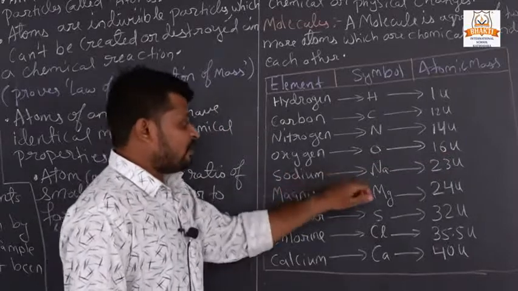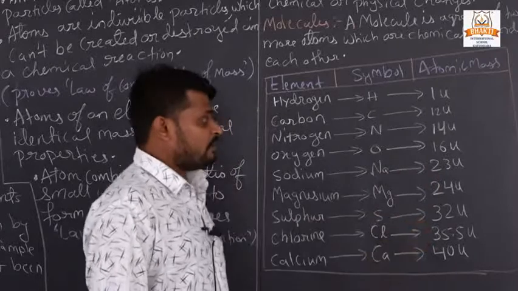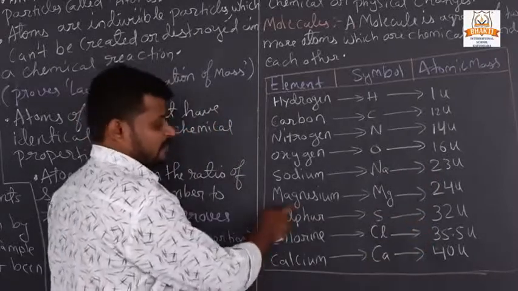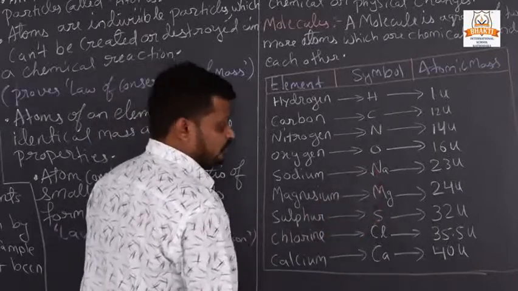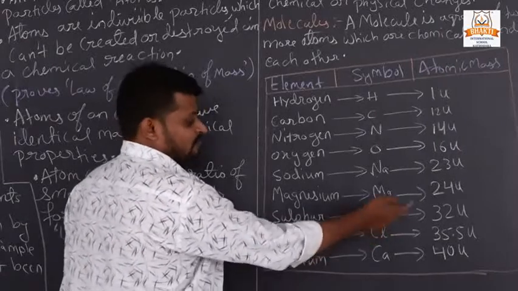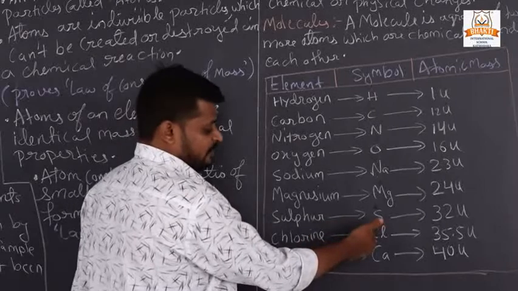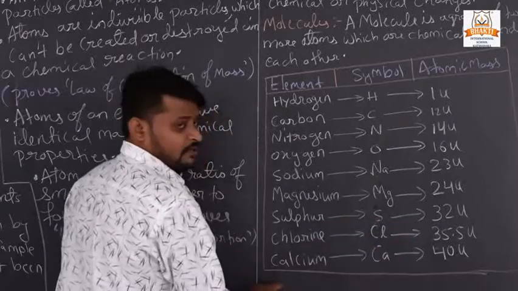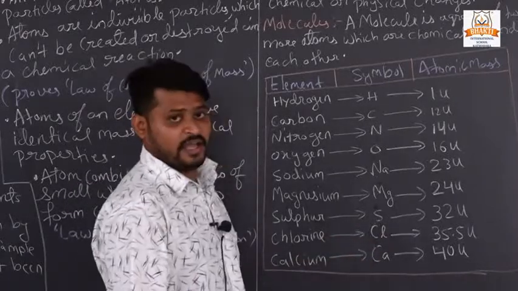Sodium is represented by Na, and its atomic mass is 23. Then magnesium, represented by Mg, atomic mass 24. Then sulfur, represented by S, atomic mass 32. Chlorine, represented by Cl, atomic mass 35.5. Calcium, represented by Ca, atomic mass 40.